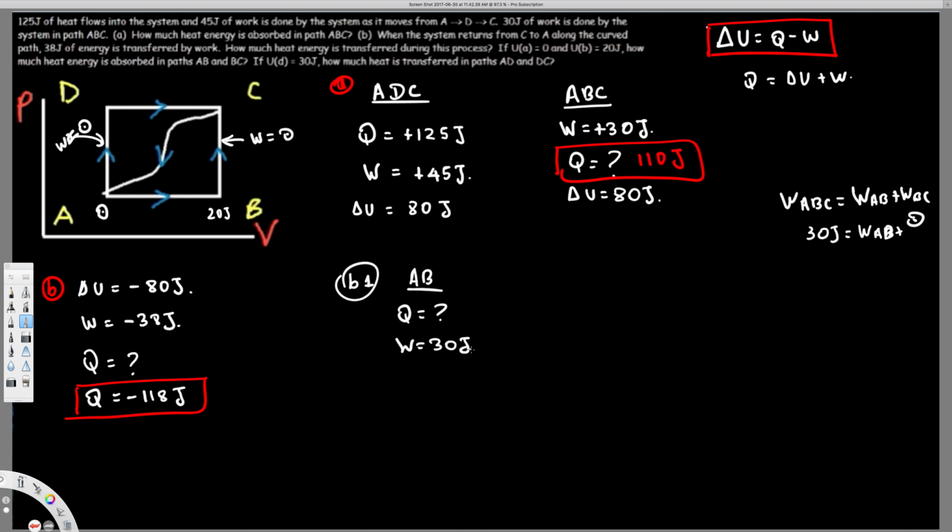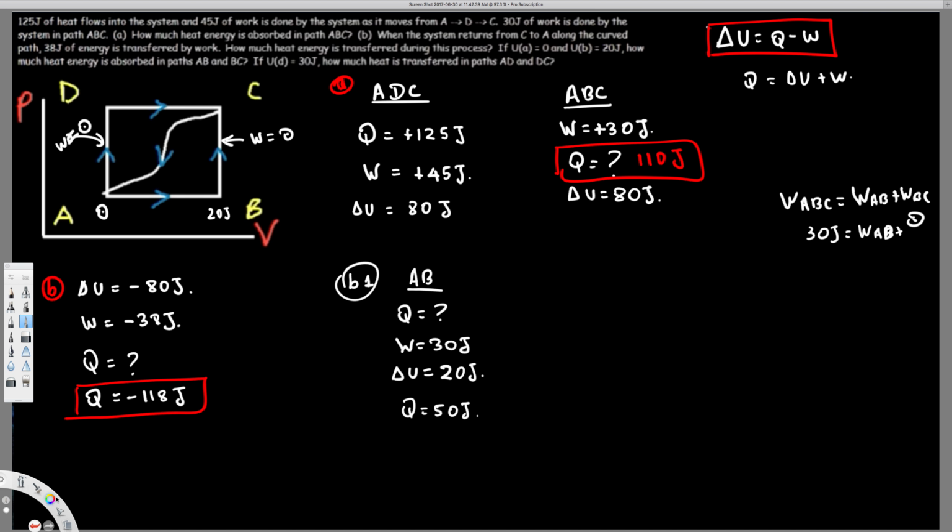Work is 30 joule, and delta U is going to be final minus initial. So final is 20 joule, that's provided in the question. They have given UB is 20, UA is 0. So B minus A, that's going to be 20 minus 0, that's going to be 20. So we have delta U and W. Now we can calculate the Q. Q is going to be equal to delta U plus W. So here we have 20 plus 30, that's going to be 50 joule.